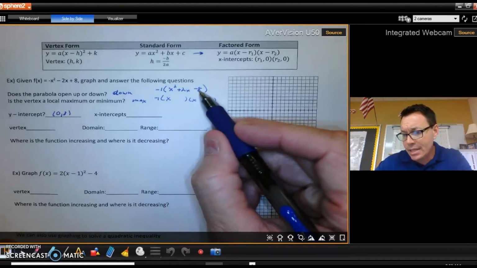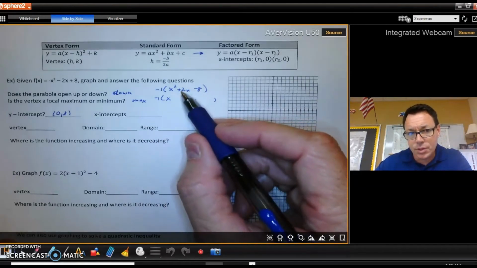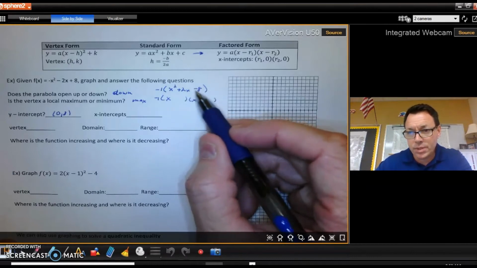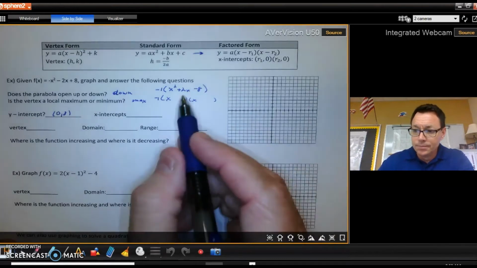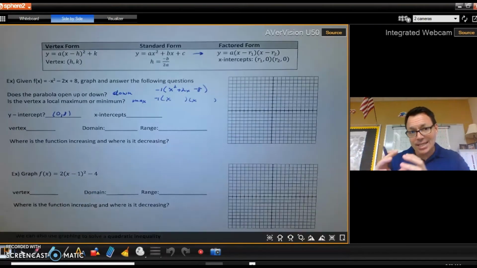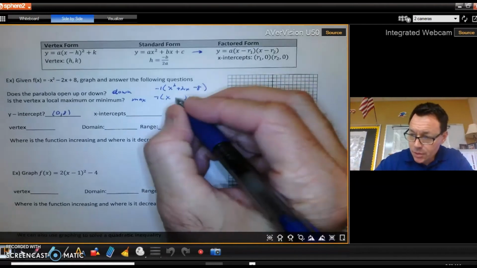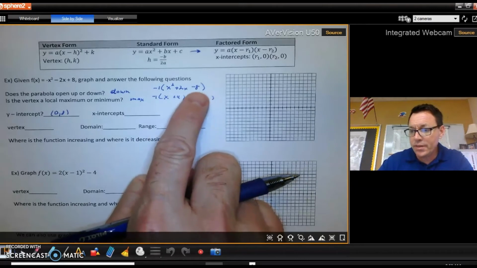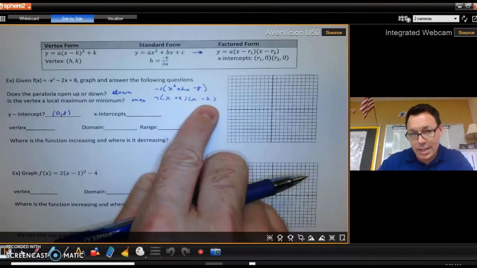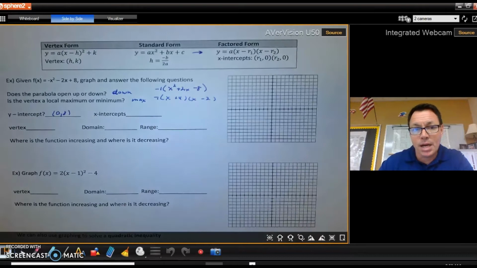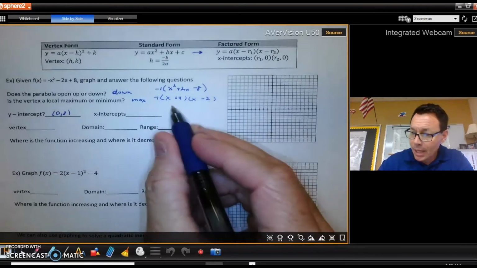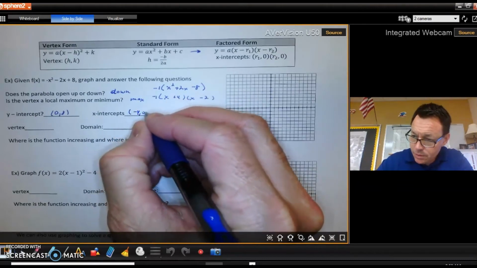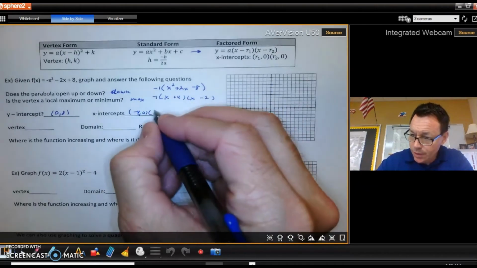Factors of -8 that add up to positive 2. So factors of -8, probably 4 and 2. So 4 times 2, but one of them has to be negative. I want them to add up to be a positive 2. So I'm going to say plus 4 and minus 2. 4 times -2 will give me my -8, and 4 and -2 added together will give me my positive 2 in the middle. All right, so my x-intercepts are going to be (-4, 0) and (2, 0).